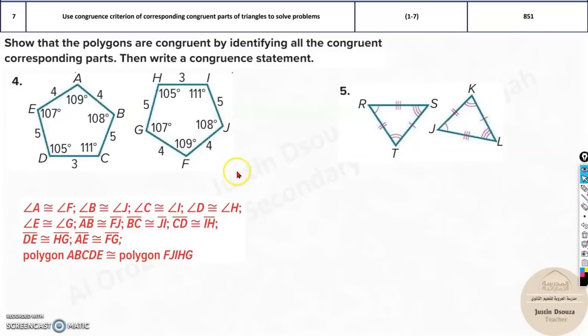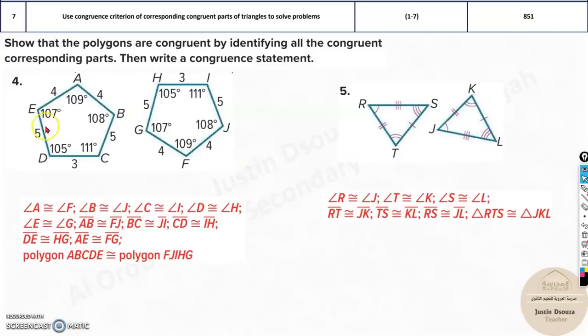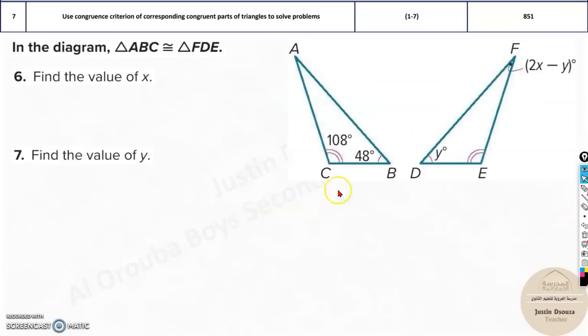They are very, very straightforward. There's nothing much in this. It's just polygons over here. Now A is 109, over here 109. B is 108, 108. Similarly, you can do all the others. So A is corresponding to F, AF, B and J, C is 111, C and I. So C and I, yeah.